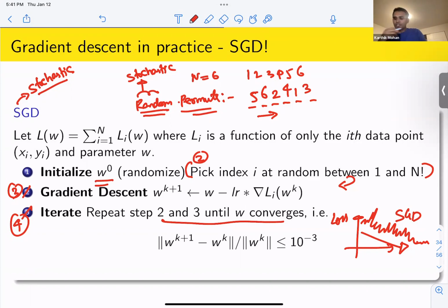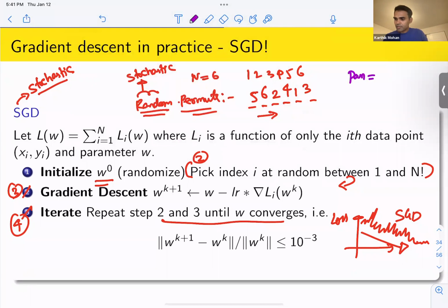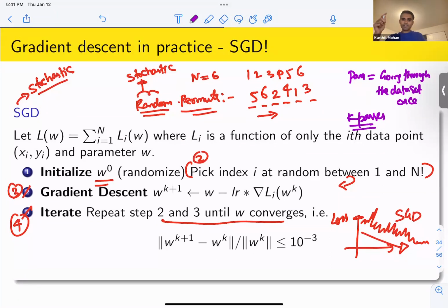And I may not just do this once, I might do it multiple times. So that's called passes. So a pass is going through the data set once. So I might have k passes. So that means k times go through this random permutation and then you're done.